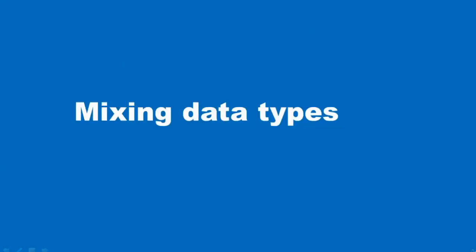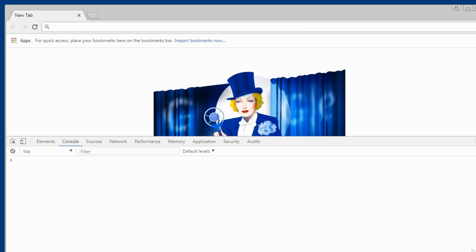Hello and welcome. In this video, I'll be showing you some basic examples of how you can mix data types. When you are creating certain variables or objects in JavaScript, you can mix the data type. For example, you can have an array that contains a string and also a number.